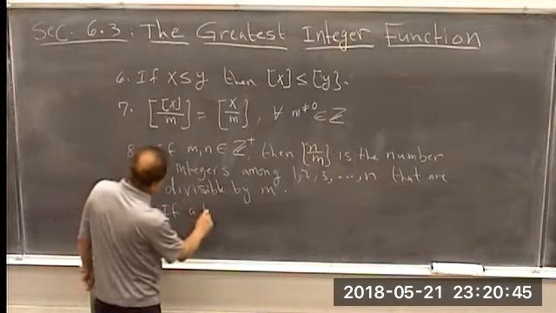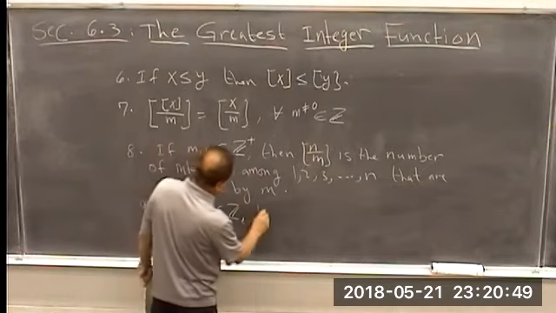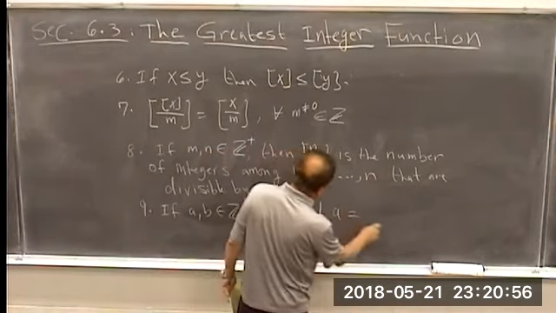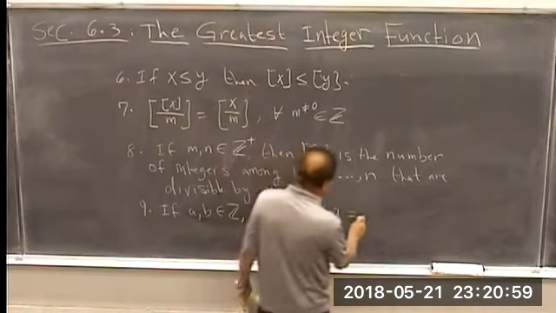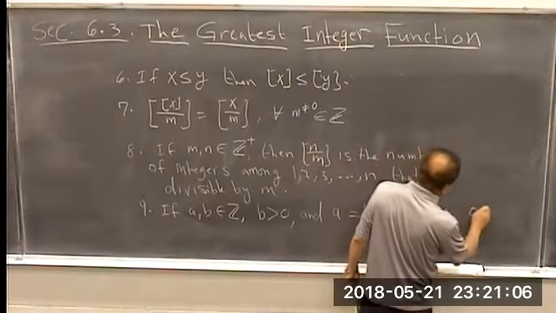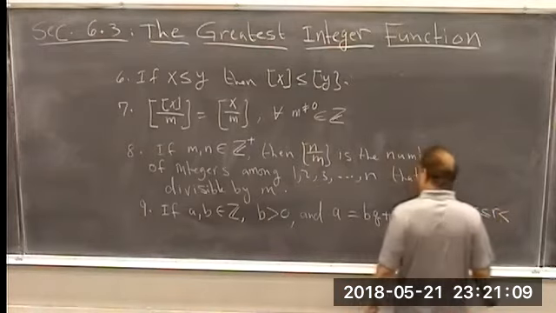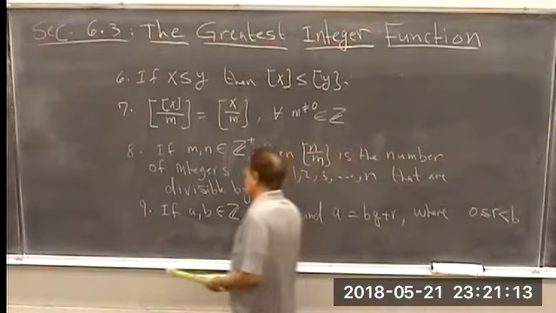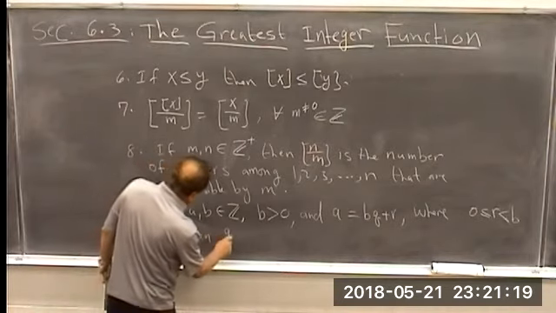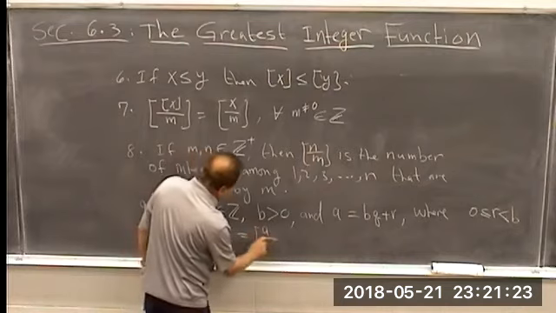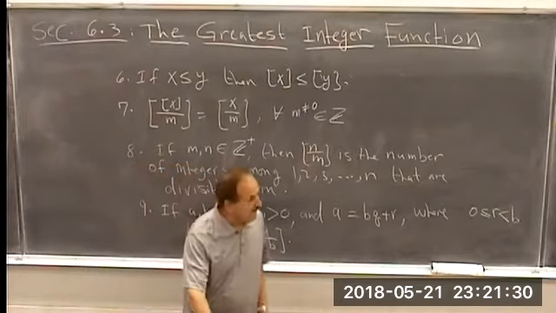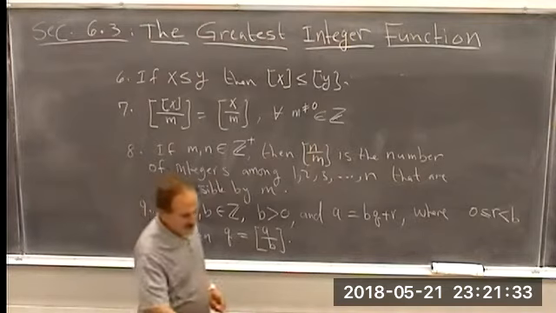And the last one is number 9. If a and b are integers and b positive, and we know that I can express a by using the division algorithm as a equals bq plus r, where 0 is less than or equal to r less than b, so this is the relationship between a and b, then q is in fact bracket a over b. All right, we are gonna go ahead and start proving this.